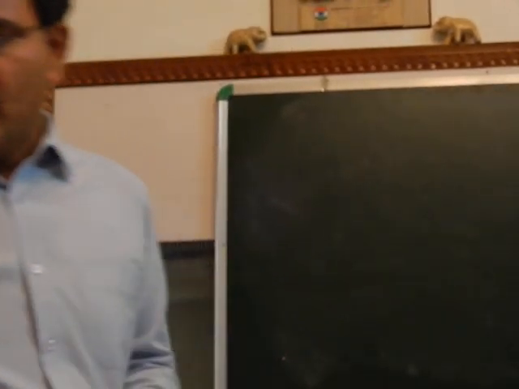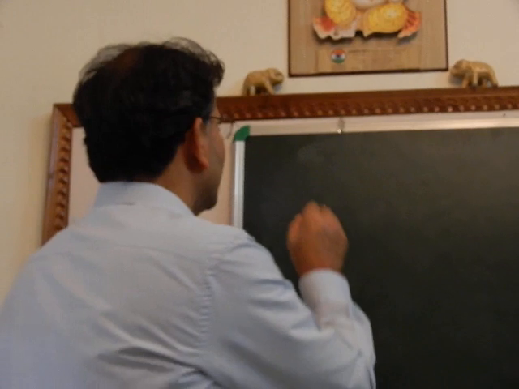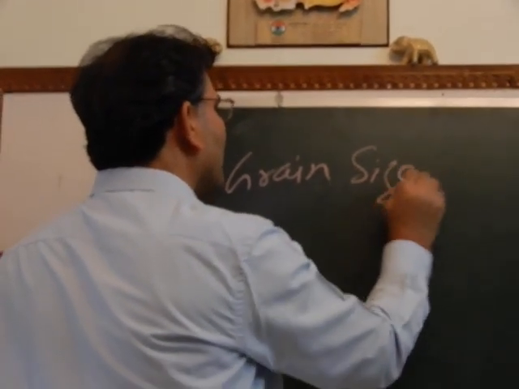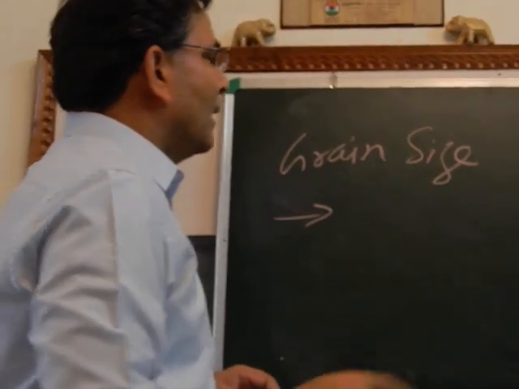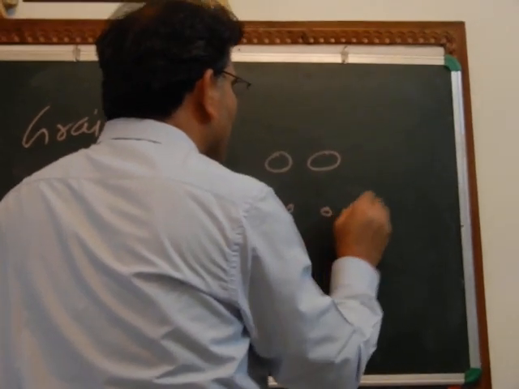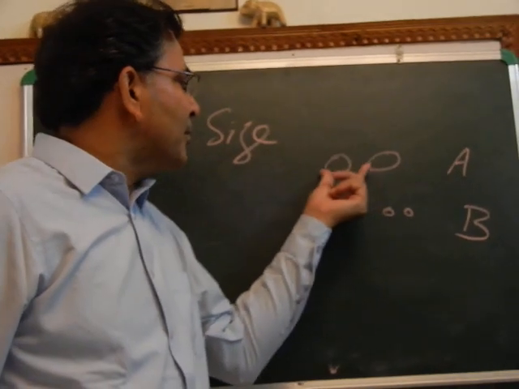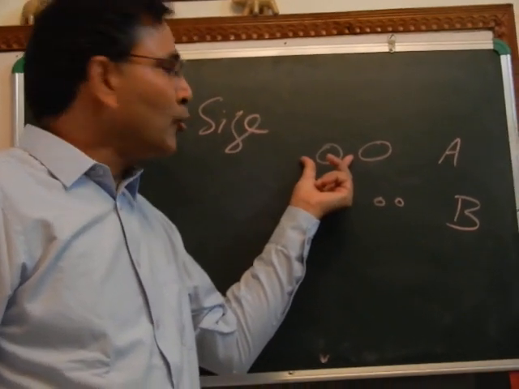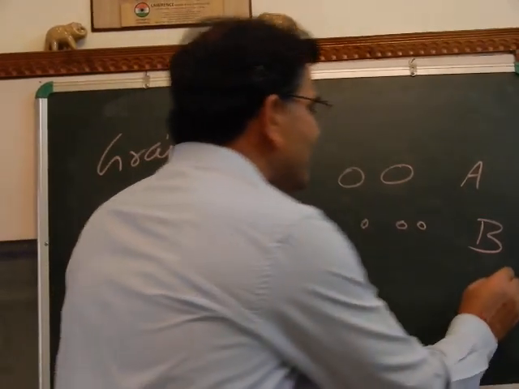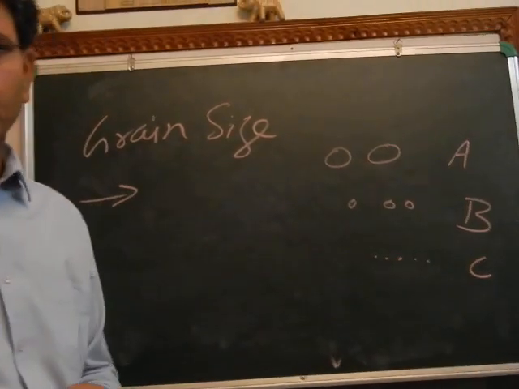Then the first point of the texture of clastic sedimentary rock is grain size. In A, we can see that the size of the sediment is large. They are coarser sediments. In B, the size of the sediment is small. And in C, the size of the sediment is very fine.